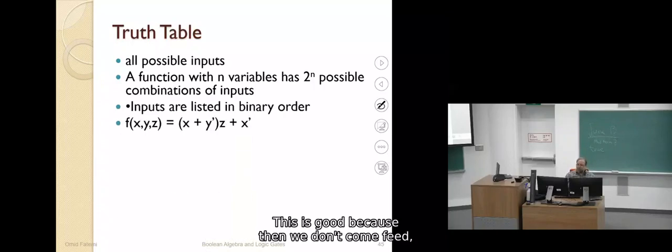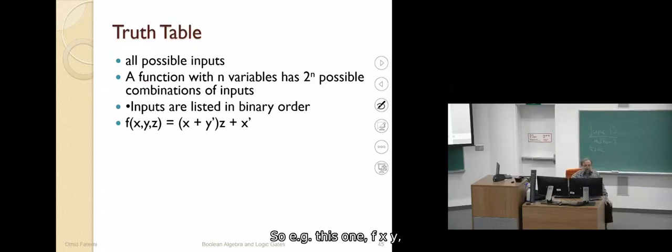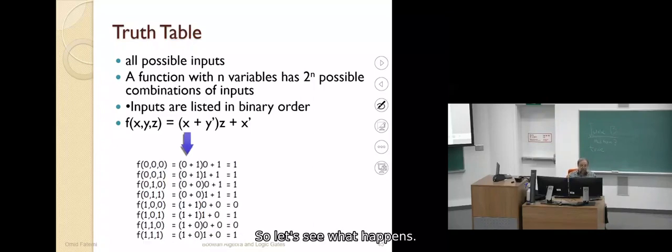This is good because then we don't get confused. You just put an order so you know that you have covered everything. If you don't have this order, then you might lose some inputs. So for example, this one, f(x,y,z) is (x + y') and with (z + x'). So let's see what happens.